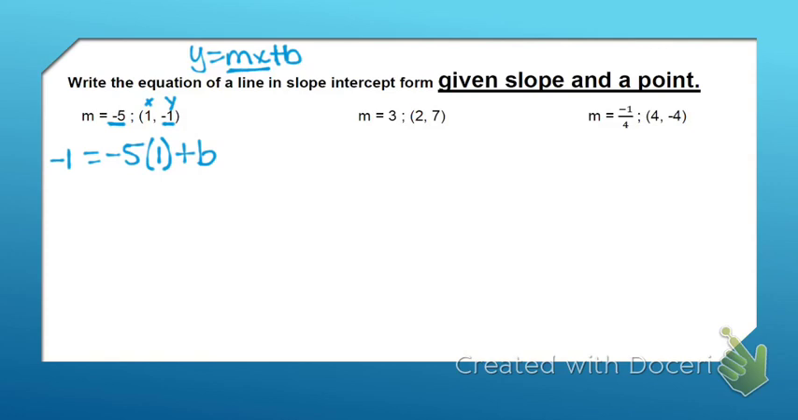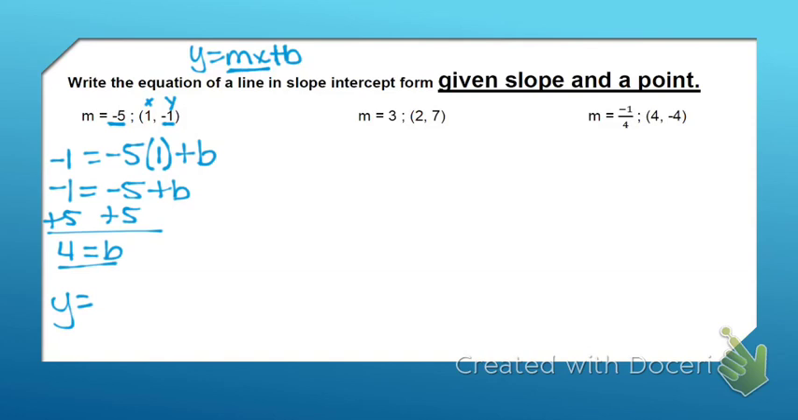You can do any of the steps to finding y-intercept like we did last week. This is just a different way or a new way that we can also do. So if I go ahead and multiply and solve, I get -1 equals -5 plus b. So I add 5 to both sides to do the opposite operation. So then I have 4 equals b. So now I have my slope, and now I have my y-intercept. So I can write my equation as y equals -5x plus 4.